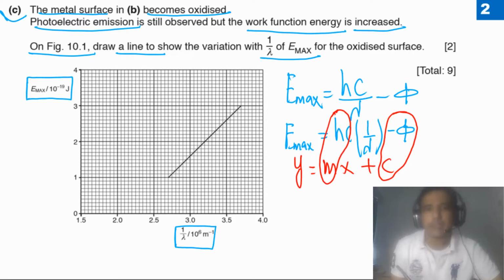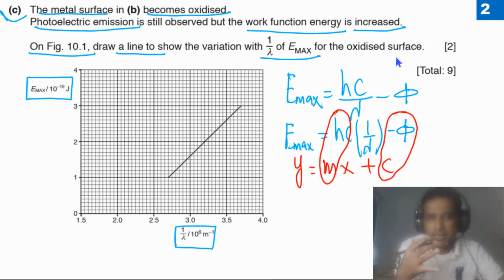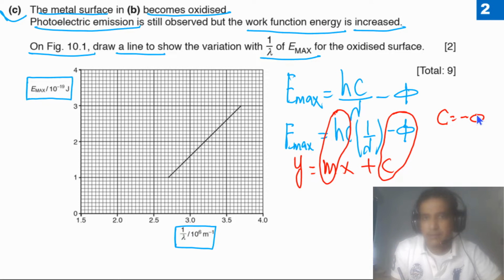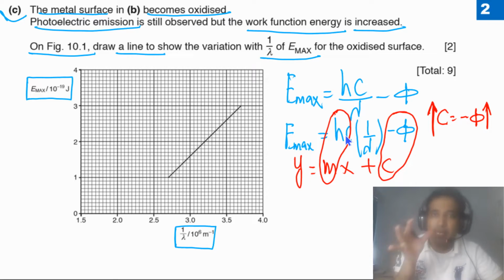So the graph has to be a straight line. But it is given that the work function has been increased in this case. The y-intercept is equal to negative work function, so if the work function has increased, it means that the intercept c has to be more negative. You need to understand this point. The gradient is the same, because the gradient is still equal to hc. h is constant, c is constant. So these two lines must have the same gradient.